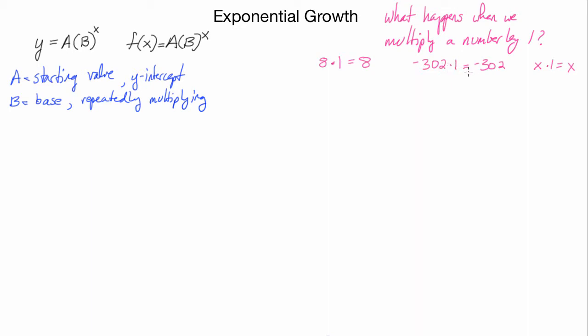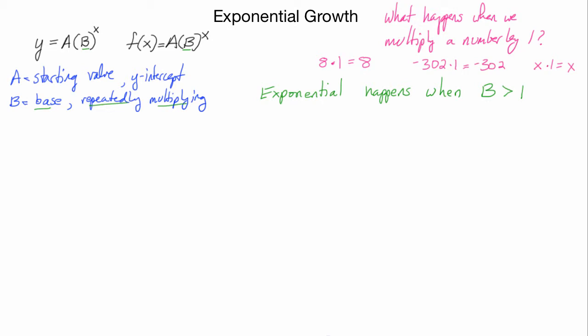So growth, exponential growth, I'm going to write that in green. Exponential growth occurs or happens when our value for b, our base, or what we're repeatedly multiplying by, this b in our function, when b is greater than 1. That's what has to happen. If b is greater than 1, I got a function that's growing.